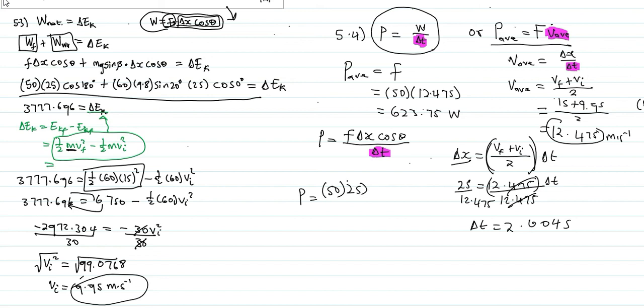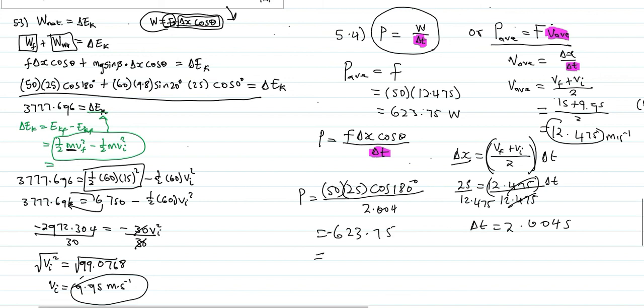We have 25, and then it's cos 180. We are going to divide this by our 2.004. Now if you punch this on a calculator, you are going to get 623.75. So your final answer, you will say that the power dissipated by this frictional force is 6.2375 watts. That's it for this question.